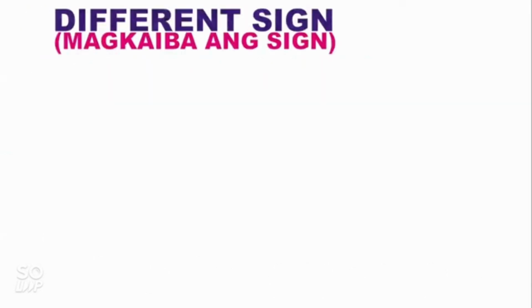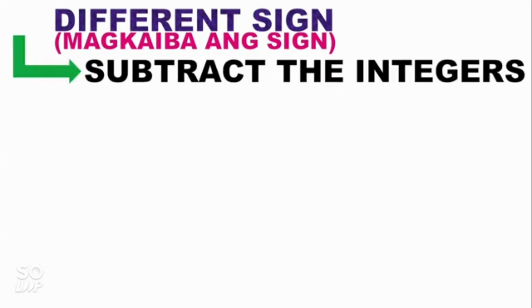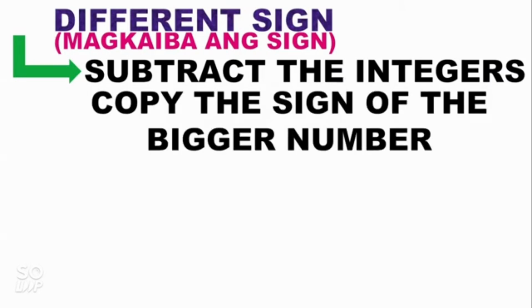Okay, paano naman kapag different sign o magkaiba ang sign ng mga integers? So, ano ang gagawin natin? Kapag magkaiba ang sign ng mga integers, iso-subtract natin yung integers. Then, after natin sinubtract, copy the sign of the bigger number. Kukopyahin natin yung sign ng mas mataas na number.